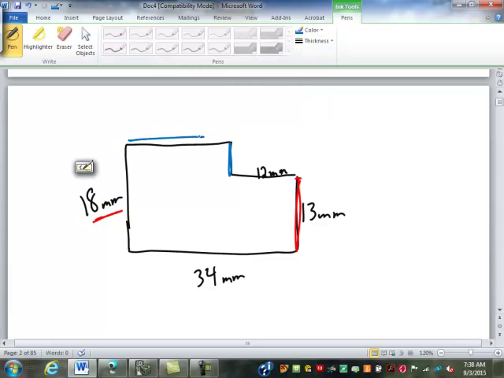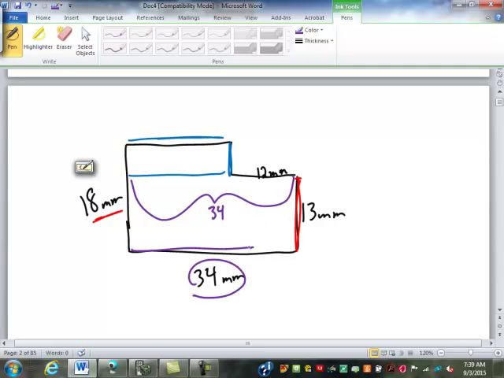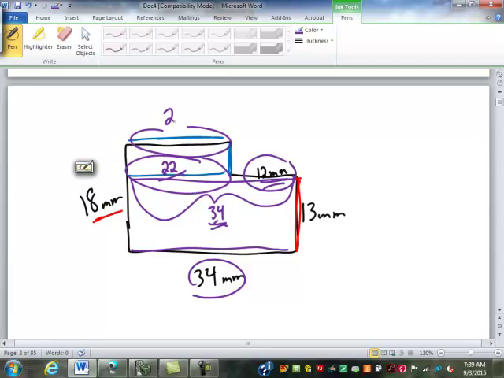If I want to find this piece up here, I'll draw a line across here. I know that this whole distance has to be 34 because that's the opposite side of that same rectangle there. Since this is 12, this piece has to be 22. 34 minus 12 leaves us with 22, or 22 plus 12 gives us 34. Once we know that this is 22, then this side must also be 22. And of course, that's millimeters.